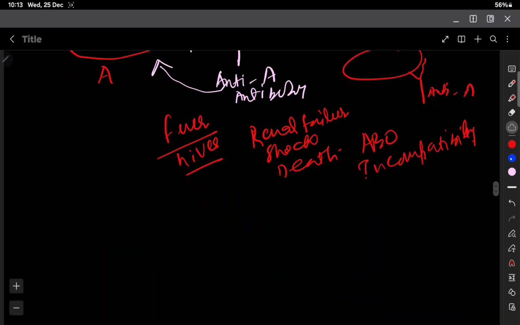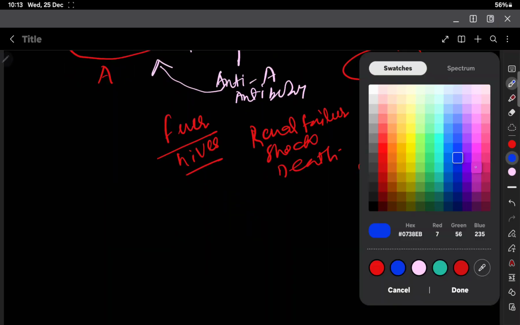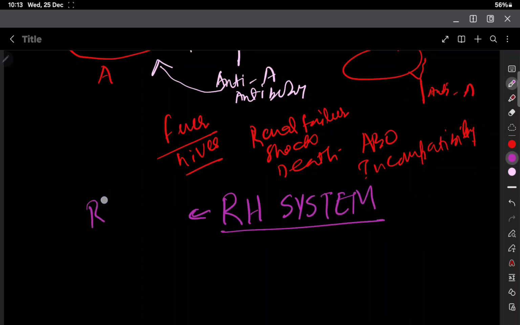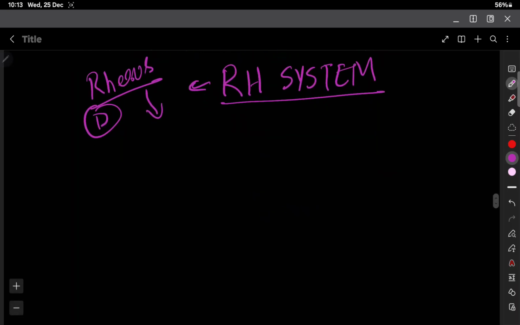That's the thing. Now we will move on to the second part. So this was the ABO system of blood grouping. Now we will move to the second part, which is the RH system, also called the rhesus system, because of the rhesus antigen. Okay, or it's also called the D antigen. So this was first found in the rhesus monkey. Okay, so the RH system of blood grouping has its own importance.